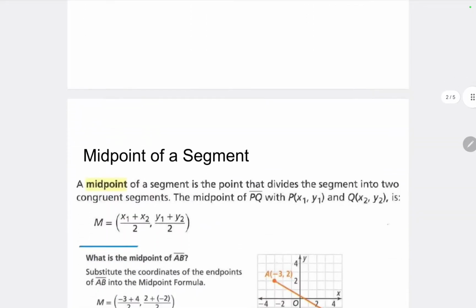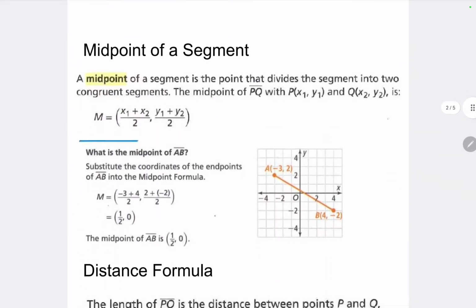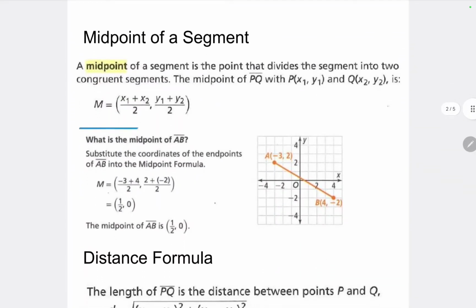So let's get into this. We'll recall from earlier studies that the midpoint of a segment is a point that divides the segment into 2 congruent segments. So if I have my points P (x1, y1) and Q (x2, y2), the midpoint is the average or the mean of the x coordinates and the mean of the y coordinates.